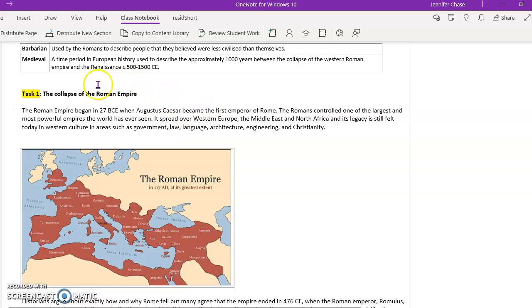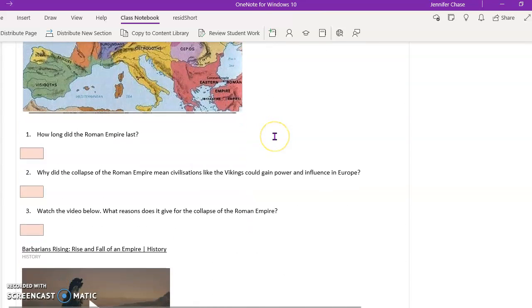Okay, so task one, a reminder, we're just doing an overview today to give you some context about what the world was like, or the European world at least, when the Vikings emerged. So we're going to look at the collapse of the Roman Empire. If I just scroll down here, basically we're just going to read this information and you're going to be answering these two questions really from this information.